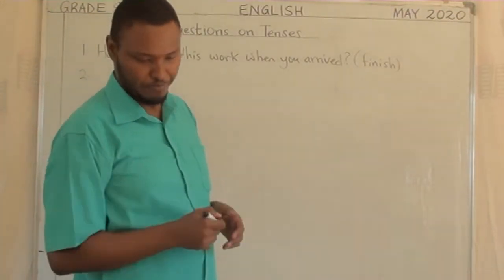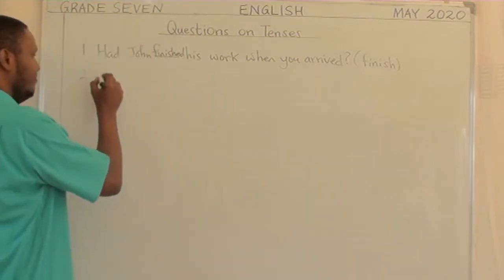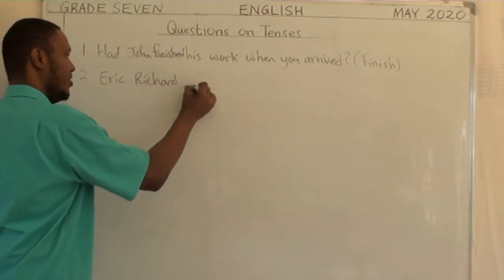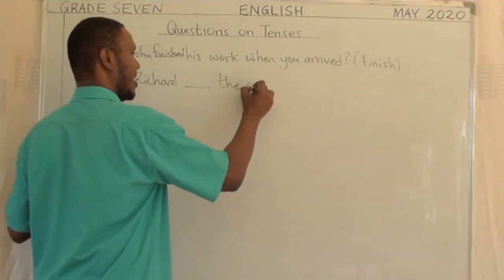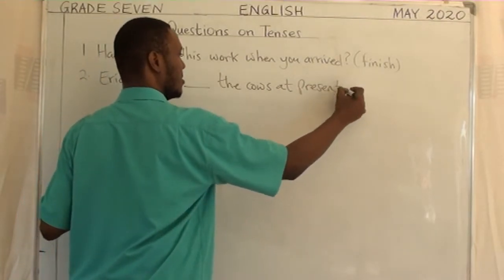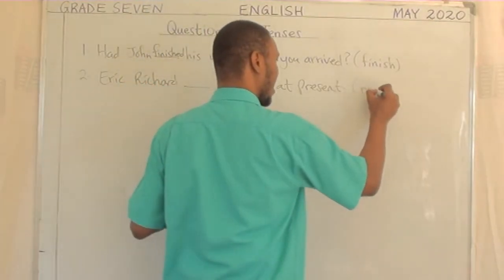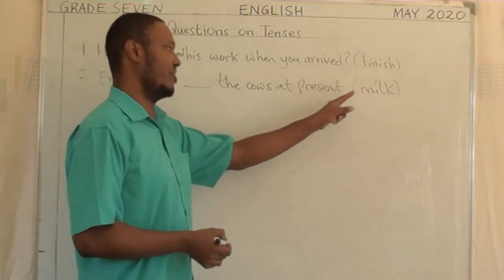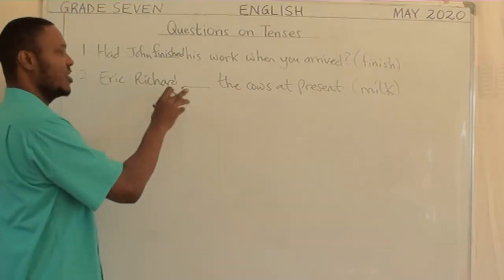So question 2. Eric Richard dash the cows at present. It's a telling sentence, and the word is milk. Milk here has been used as a verb, the act of getting milk from a cow. So Eric Richard dash the cows at present.